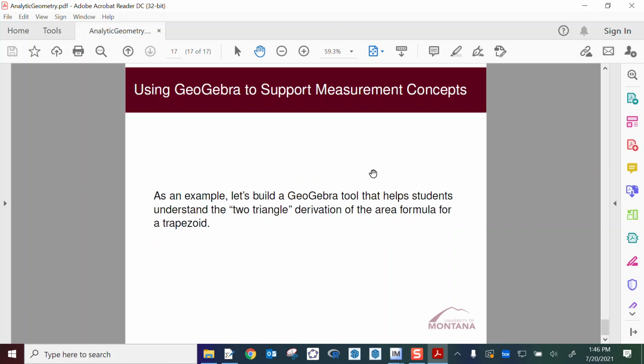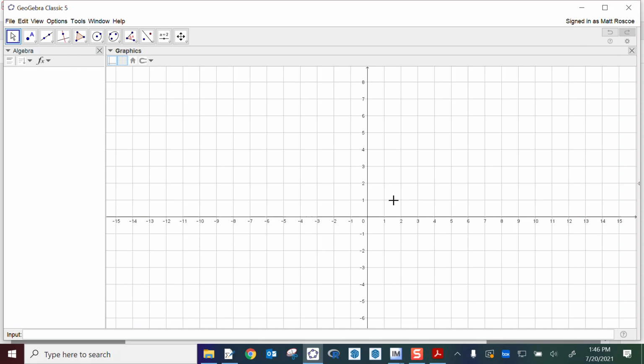So to practice this, let's build a GeoGebra tool that helps students understand the two-triangle derivation of the area formula for a trapezoid. So just what we did on paper in a static sense, let's build something that might help students understand this derivation if we were really teaching it. So let's go ahead and open GeoGebra and build something that might be useful in teaching students about area. So one of the things I would do right away is I'd leave the grid, but I'd get rid of the coordinates.